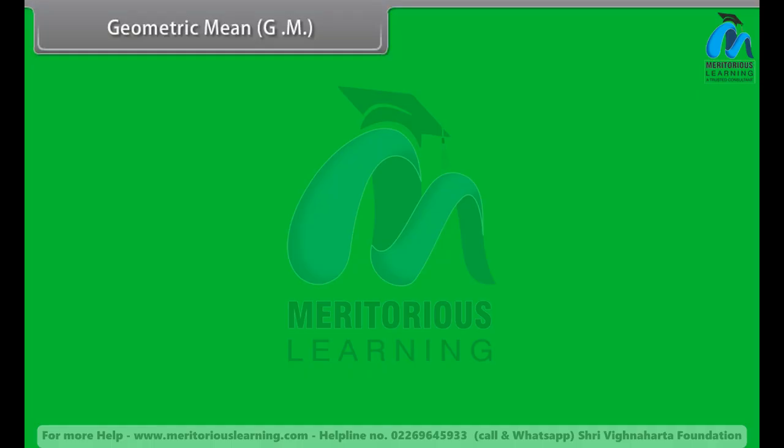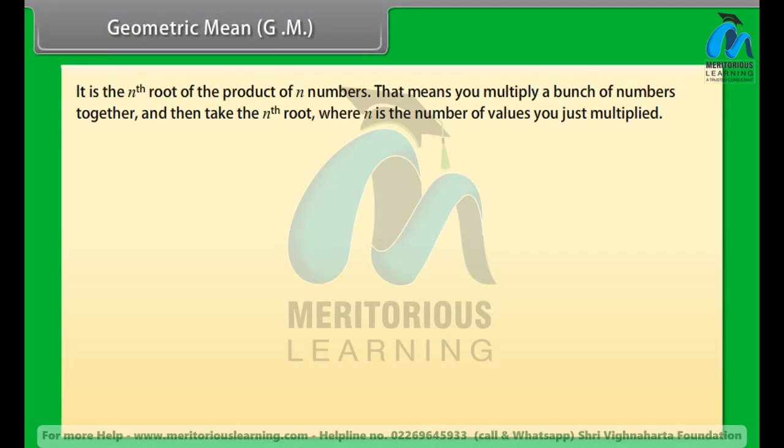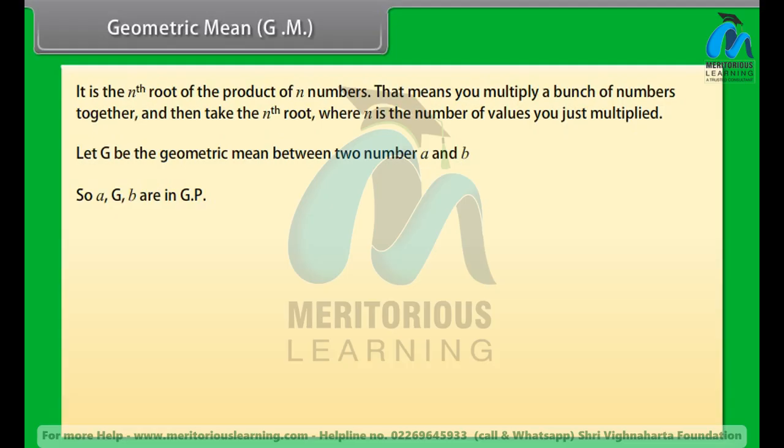Geometric mean, GM. It is the nth root of the product of n numbers. That means you multiply a bunch of numbers together and then take the nth root, where n is the number of values you just multiplied. Let G be the geometric mean between two numbers, a and b. So, a, G, b are in GP. G by a is equal to b by G, or G square is equal to a into b. Therefore, G is equal to square root of a into b.